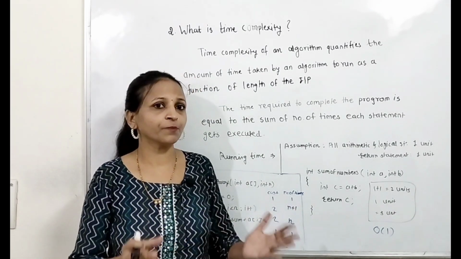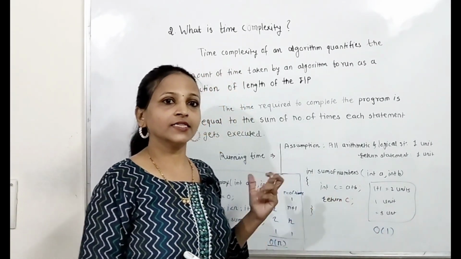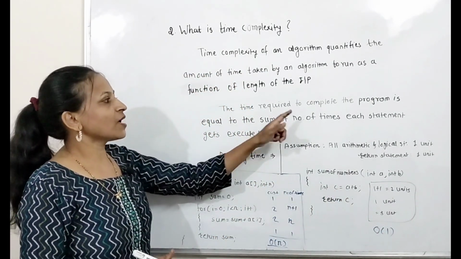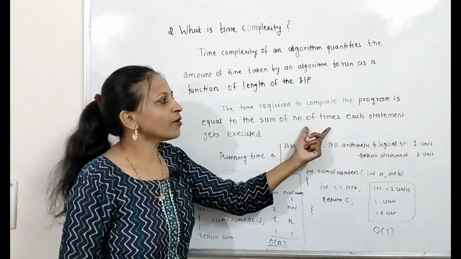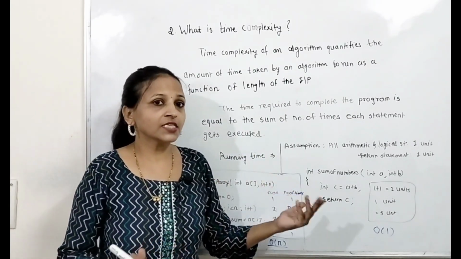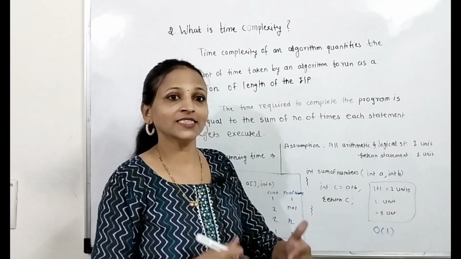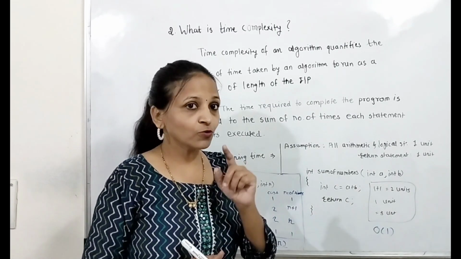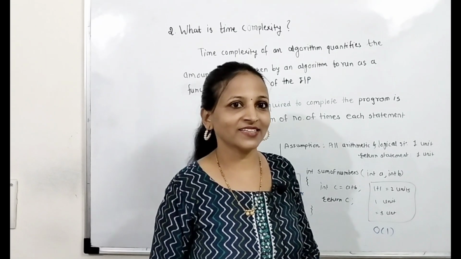And according to the computed time, you have to find out a function with respect to n, that is the input value. Here see, the time required to complete a program is equal to the sum of the number of times each statement gets executed. Means, say there is a looping statement, then that is executed again and again, which means that is taking more time. That you have to consider here. Getting? In case of space complexity, that doesn't matter.